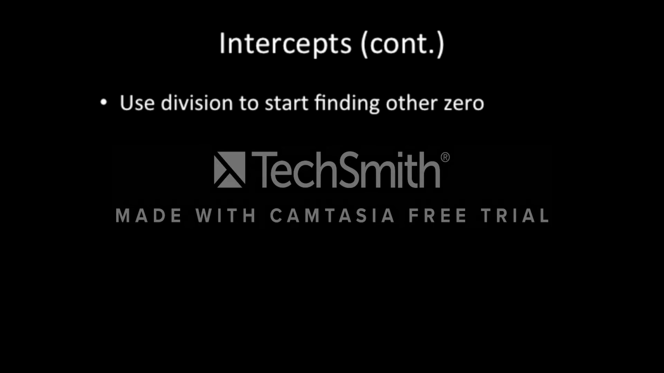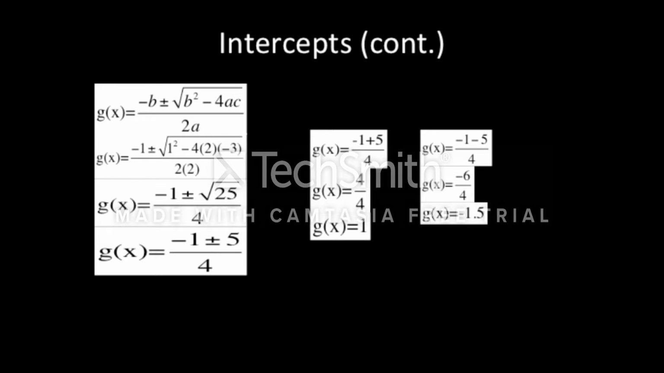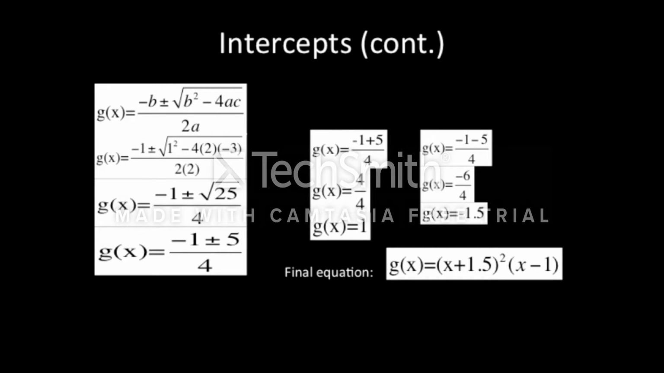Once a 0 is determined, long division can be used to simplify the equation down into a quadratic, so that the quadratic formula can be used to calculate the other 0, as seen on this slide. From the found zeros, a final equation can be found as such: g of x is equal to x plus 1.5 squared times x minus 1. Please note that all these calculations were performed on the numerator position of the equation.